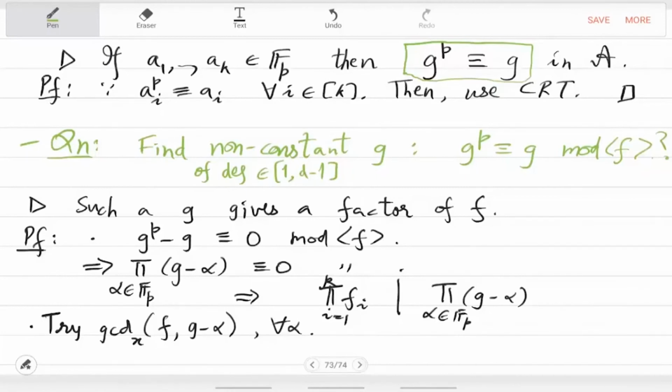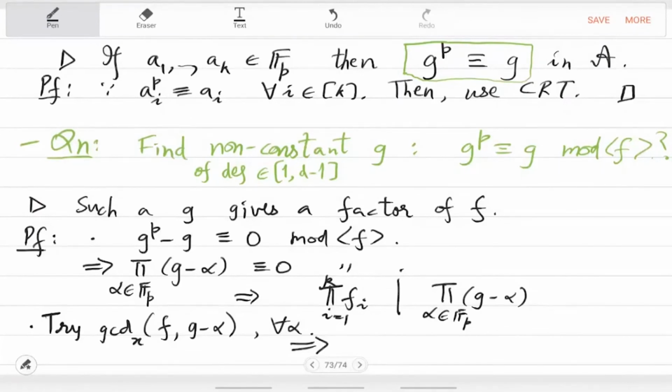So now you see the simple proof. Clearly, since f divides the product, all the GCDs cannot be 1. Somewhere there has to be a non-1, but then that non-1 cannot be f, because the GCD will have degree less than d. So something will factor. Okay.